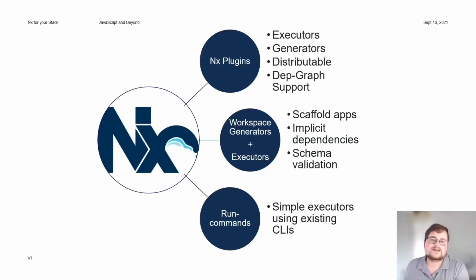So an NX plugin really is just a collection of executors and generators that is distributable. But we've also recently exposed some stuff to let them have built-in dependency graph support. And we'll show that a little bit on the next slide. But workspace generators and executors can get you most of the way there, being able to scaffold apps and take advantage of implicit dependencies. And you get that same schema validation from a full plugin. And you also have run commands, which let you define those executors simply if you're already using an existing CLI or shell script.